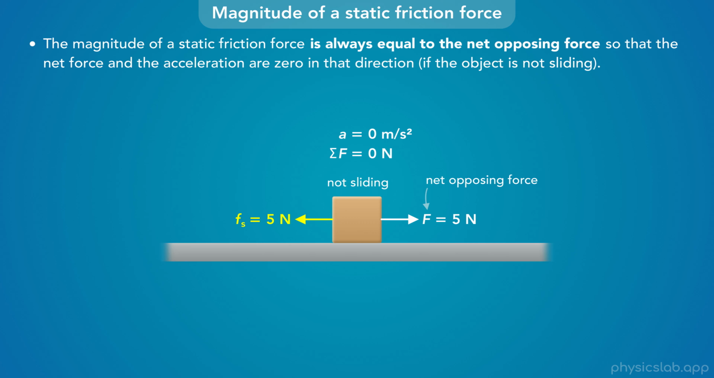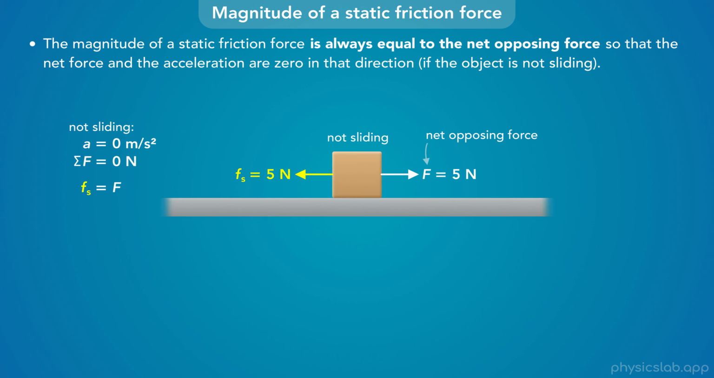So we could label F as the net opposing force and say the magnitude of the static friction force is always equal to that net opposing force, and it acts in the opposite direction. If we write out Newton's second law, the net force is equal to the mass times the acceleration. The net force would be F minus Fs, since they're in opposite directions. We would plug in 0 for the acceleration because the box is not sliding. So F minus Fs is equal to 0. So the static friction force is equal to F, the net opposing force.